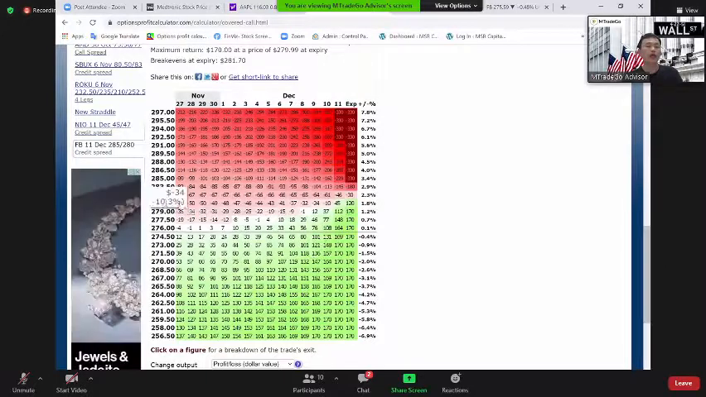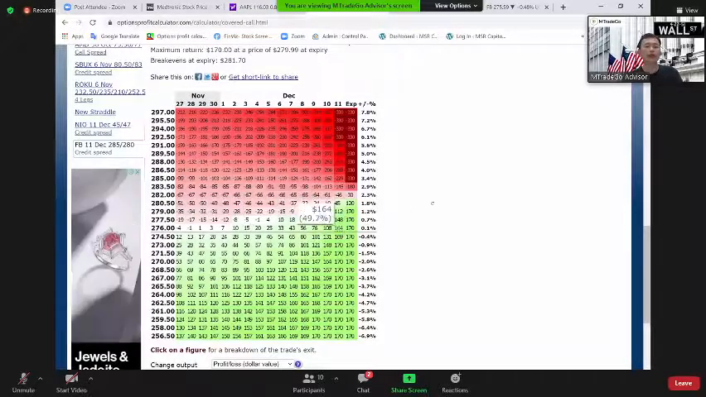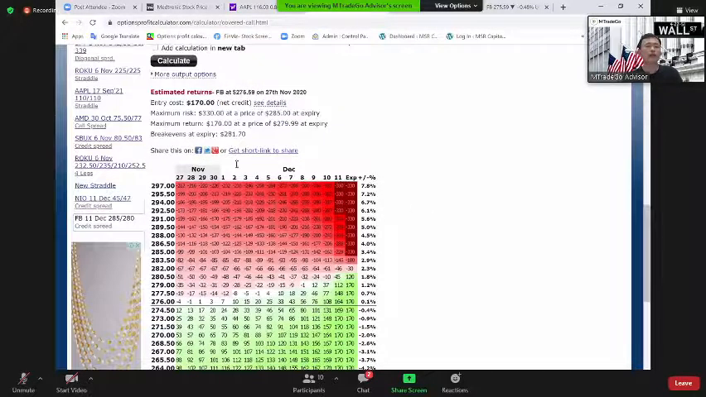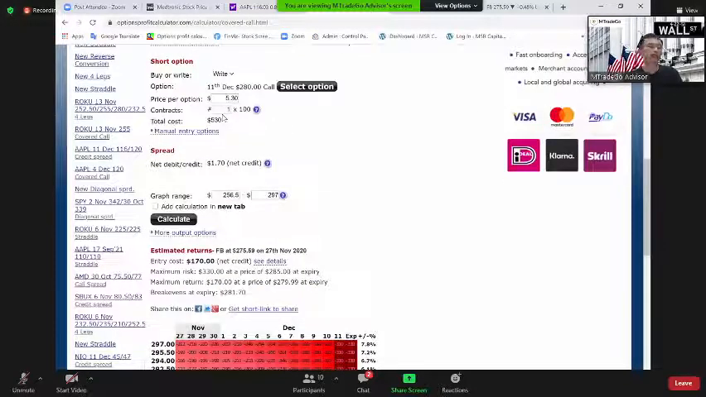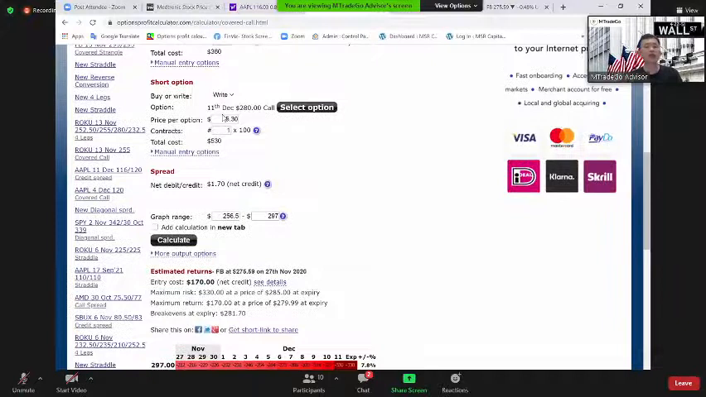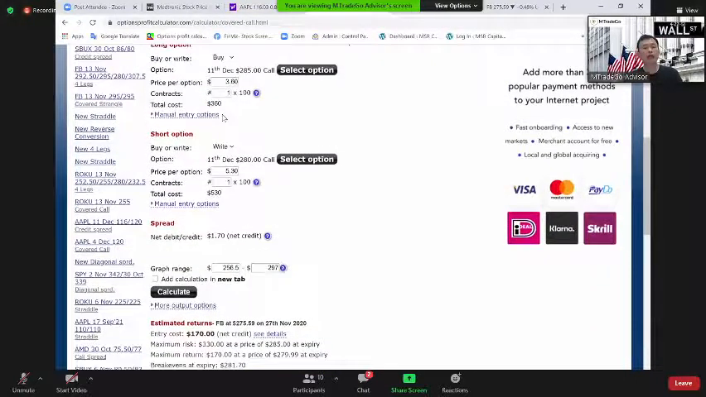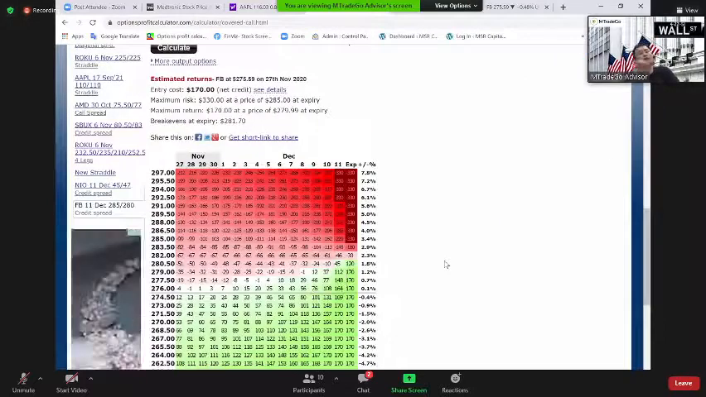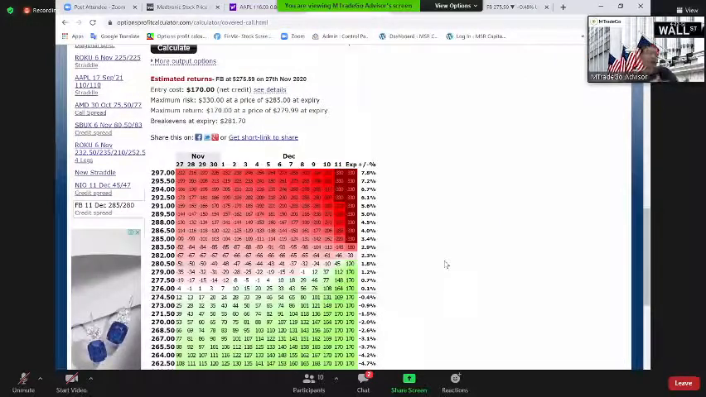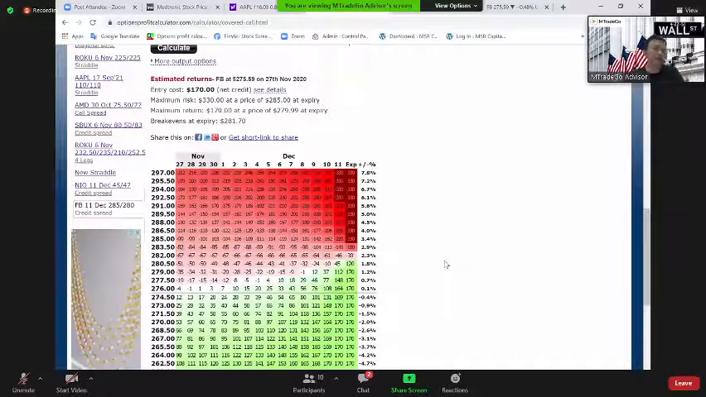So what you can do here is write the call at 280. You collect this premium, but to protect your upside, you have to pay 360. So overall, you only collected 170. The good news here is, as long as the stock is below 280, you are going to get the money. Just now it was above, now it is below.